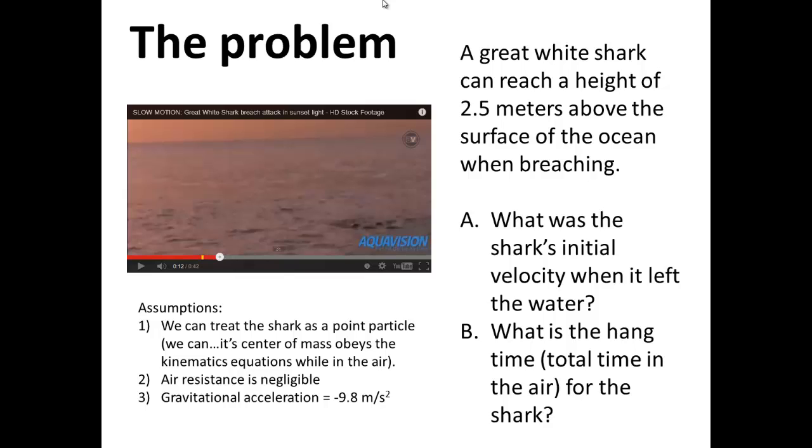Upon watching this video, you might be thinking to yourself, that seems like a really complex motion as the shark jumps out of the water and twists in the air. Can we use the kinematics equations to analyze the shark's motion? And the short answer is yes.